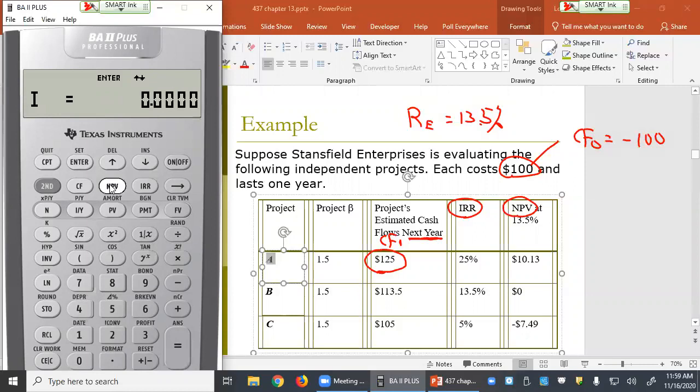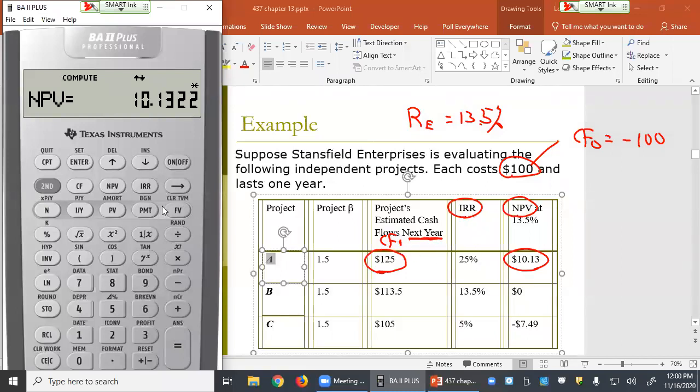To find NPV, we'll have to find our required return. Based on our CAPM equation calculation, we know that our R should be 13.5%. So that is our discount rate or required return. Then press down arrow and compute. Our NPV is positive $10.13. So it's this number here. It is positive, so based on that, we will accept project A.